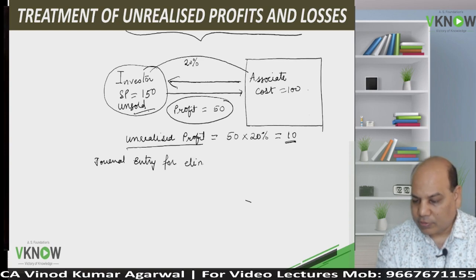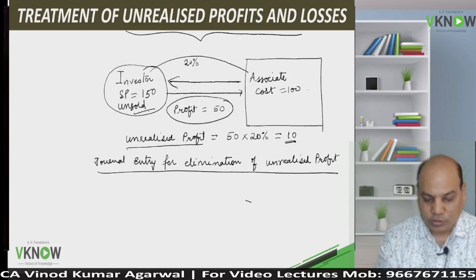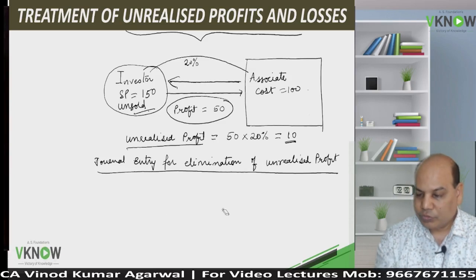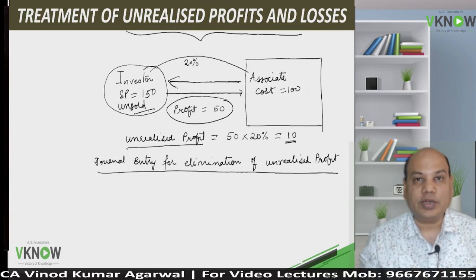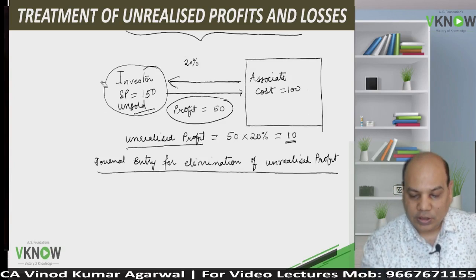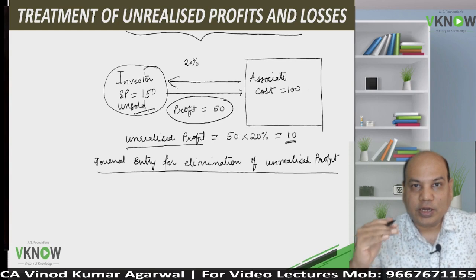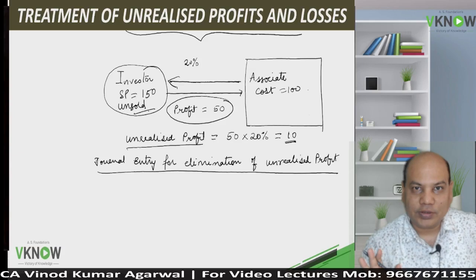Elimination of unrealized profit. Because the profit is not yet realized, we need to remove it from the books. Students have to study AS21 consolidated financial statements also before this standard, otherwise you will not be able to understand. When the profit is not yet realized, it is better to eliminate it. Otherwise, the investor can book higher and higher profit only by transacting with the associate.